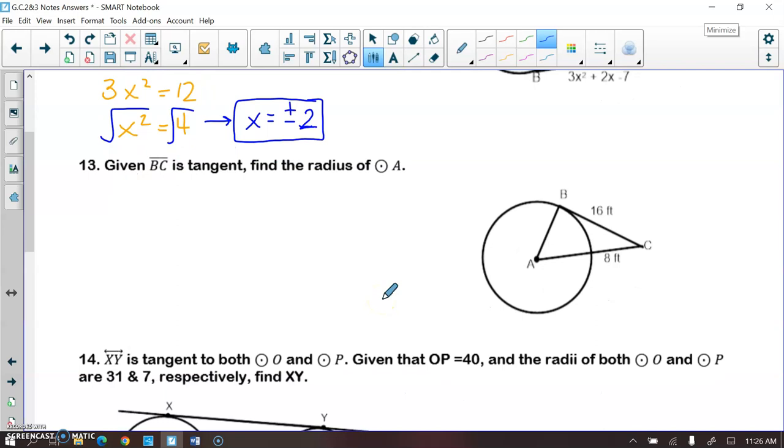All right, number 13, we're given BC is tangent, so that means the radius and the tangent create this 90-degree angle, and we want to find the radius. I'm going to label my radius as x, which means this is also x. So I'm going to take my x squared plus my 16 squared, and that would equal this squared. So that's an x plus 8.